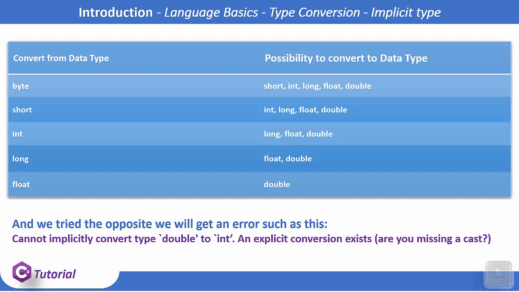But if we decided to convert the opposite way, like if we want to convert from int to byte, this cannot happen automatically, and this needs an explicit conversion, and the program will throw an error that type conversion cannot be done implicitly, so you need explicit type conversion.